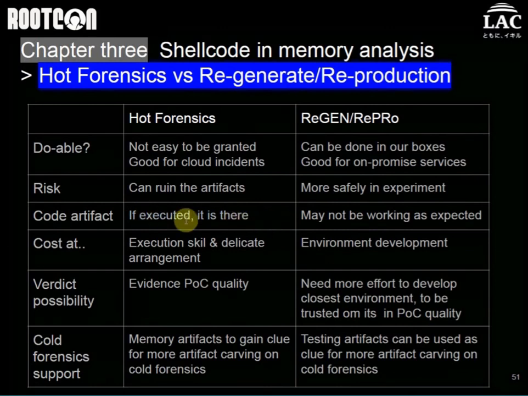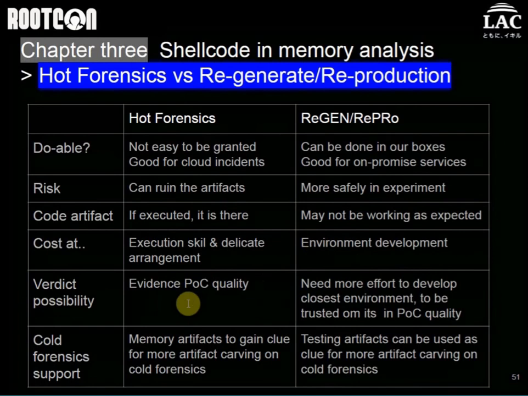For code artifact, if it is executed, it has to be there for the hot forensics. It's a matter of whether we can see it or we didn't see it. That's it. For the regeneration itself, maybe it's not working as expected because we are regenerating something. If we are regenerating something we don't know, then probably we will miss something too. The cost: the hot forensics has a delicate arrangement, and it's very costly. Against the regeneration, we'll need the environment development skill and cost for that.